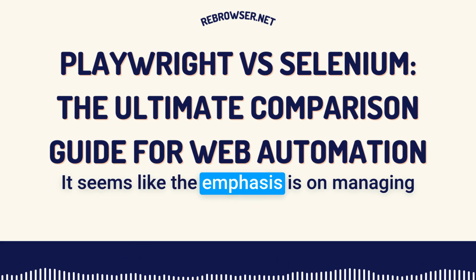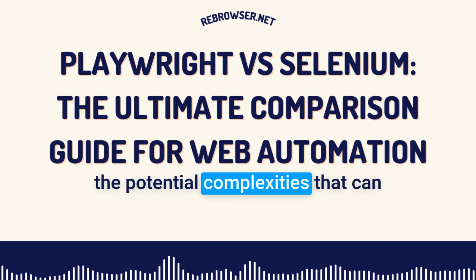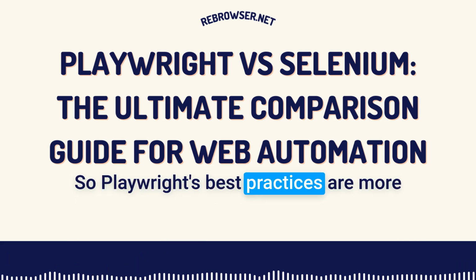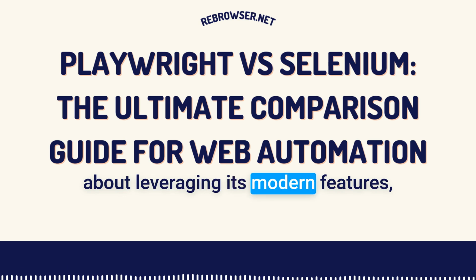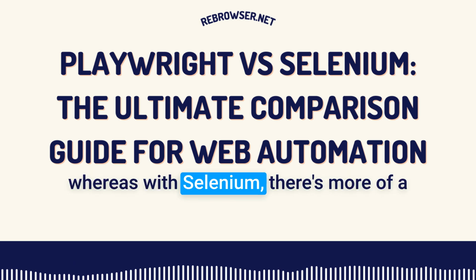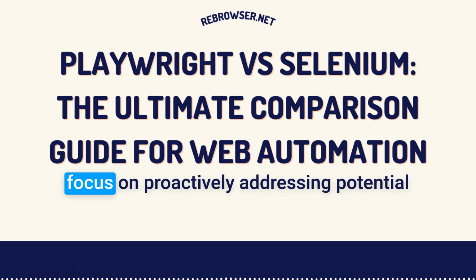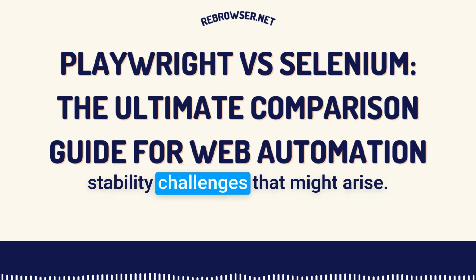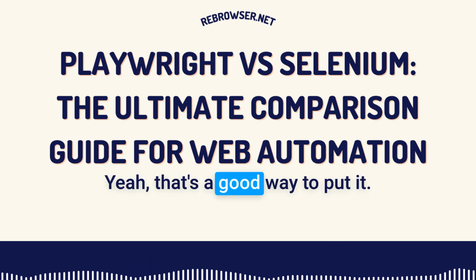It seems like the emphasis is on managing the potential complexities that can come with Selenium's architecture. So Playwright's best practices are more about leveraging its modern features, whereas with Selenium, there's more of a focus on proactively addressing potential stability challenges that might arise. Yeah, that's a good way to put it.